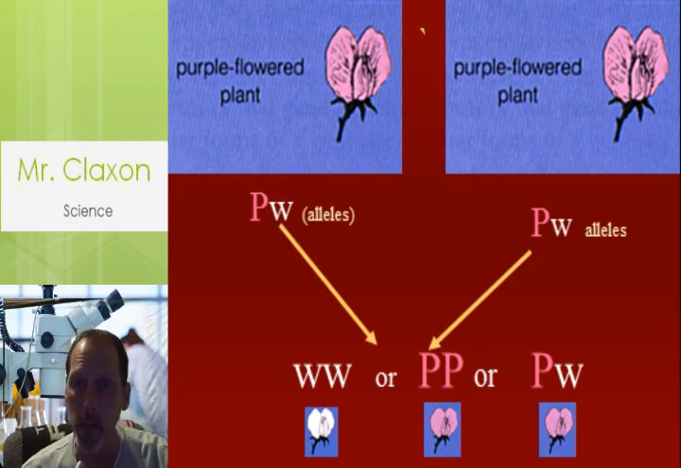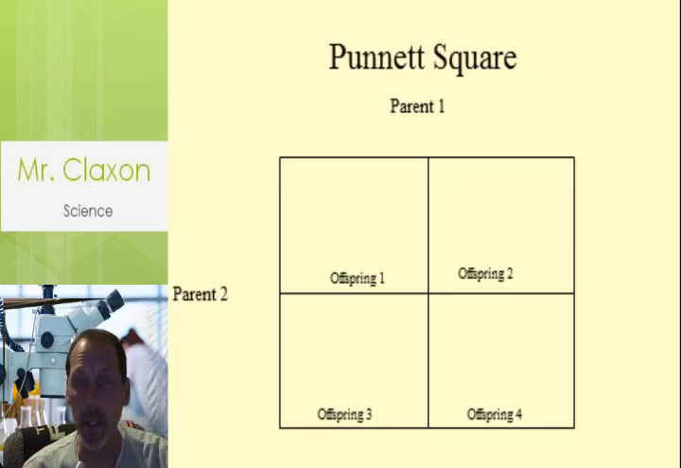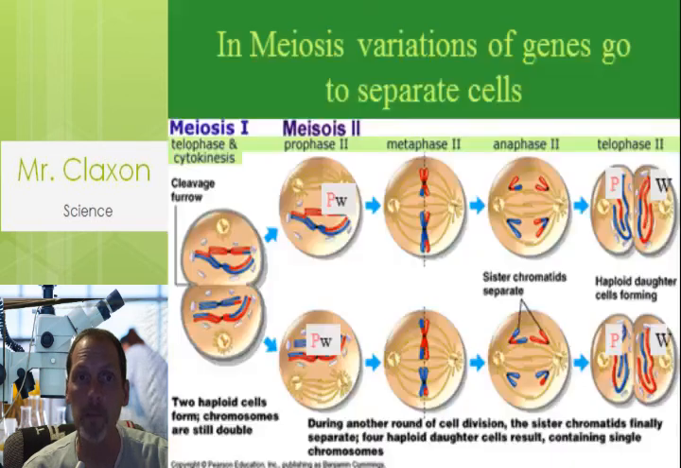Our next video that I'll make will be, well, what are the chances of getting a white flower? What are the chances of getting a purple flower? Or what's the chance of getting a heterozygous mixed purple flower? So we use a Punnett square to show that, but I'll save that for the next video.